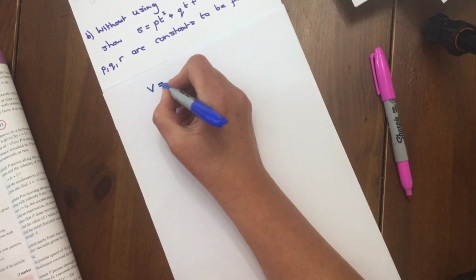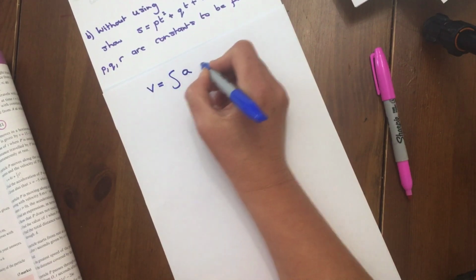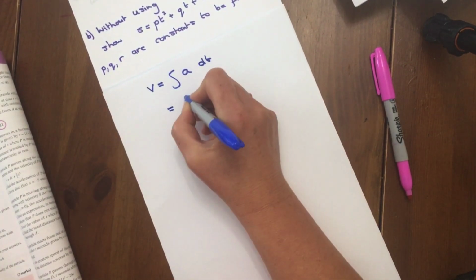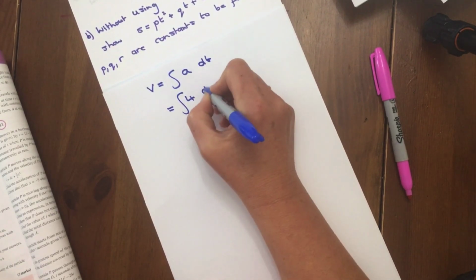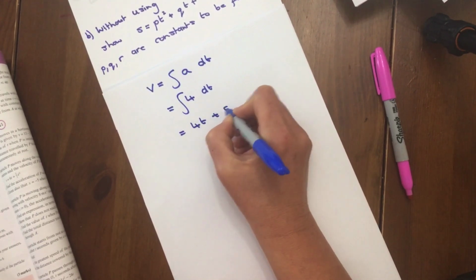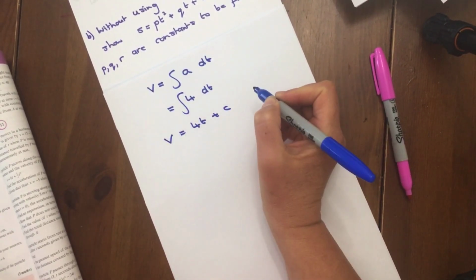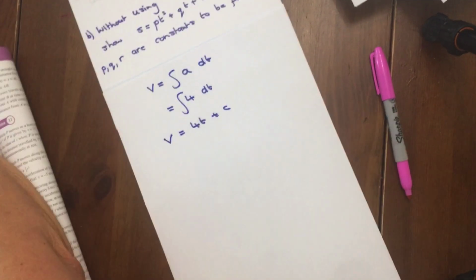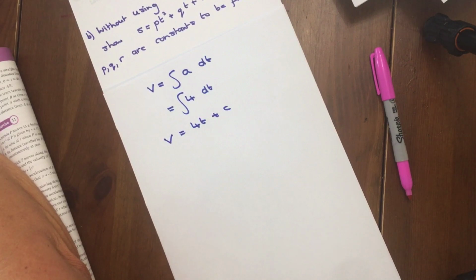I know velocity is the integration of acceleration. I know my acceleration is 4. So I know if I integrate this, I will get my velocity. So can I find my velocity? Can I find my constant of integration?